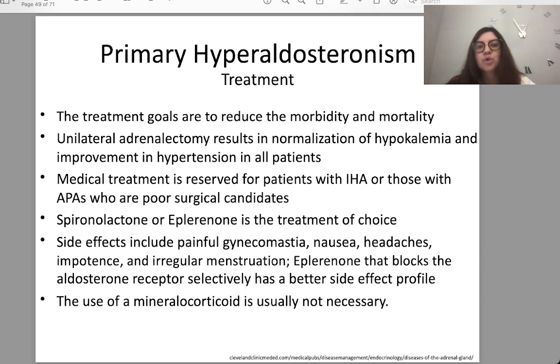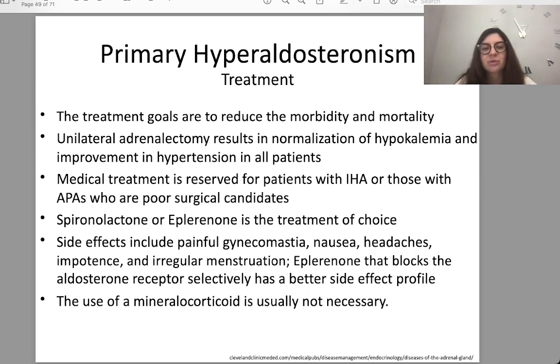Treatment. The treatment goals are to reduce morbidity and mortality. Unilateral adrenalectomy results in normalization of hypokalemia and improvement in hypertension in all patients. Medical treatment is reserved for patients with idiopathic hyperaldosteronism and those with adenomas who are poor surgical candidates. Spironolactone or eplerenone is the treatment of choice for hyperaldosteronism. Side effects include painful gynecomastia, nausea, headaches, impotence, and irregular menstruation. Eplerenone, which blocks the aldosterone receptor selectively, has a better side effect profile.